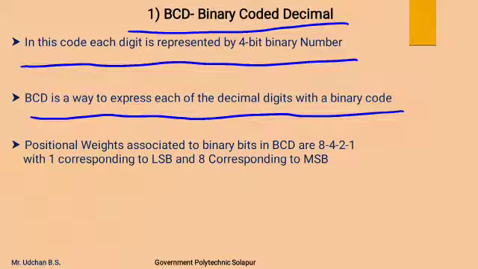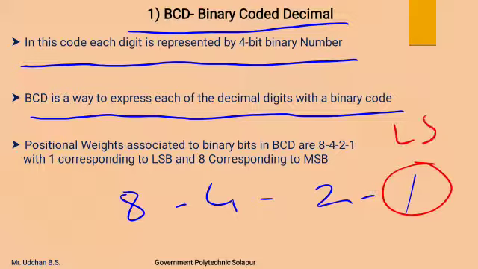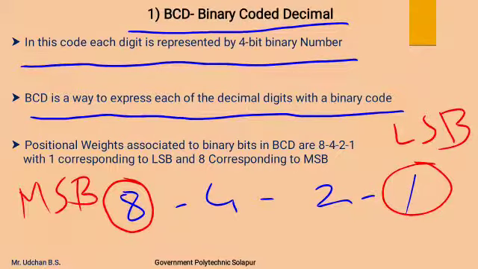and the positional weights associated with the binary bits in BCD are 8, 4, 2, 1, with 1 corresponding to the LSB, whereas 8 corresponds to the MSB. We have already seen this 8421 formula while converting an octal number into binary and a hexadecimal number into binary. In the same way, we are going to write a BCD code for the decimal numbers.